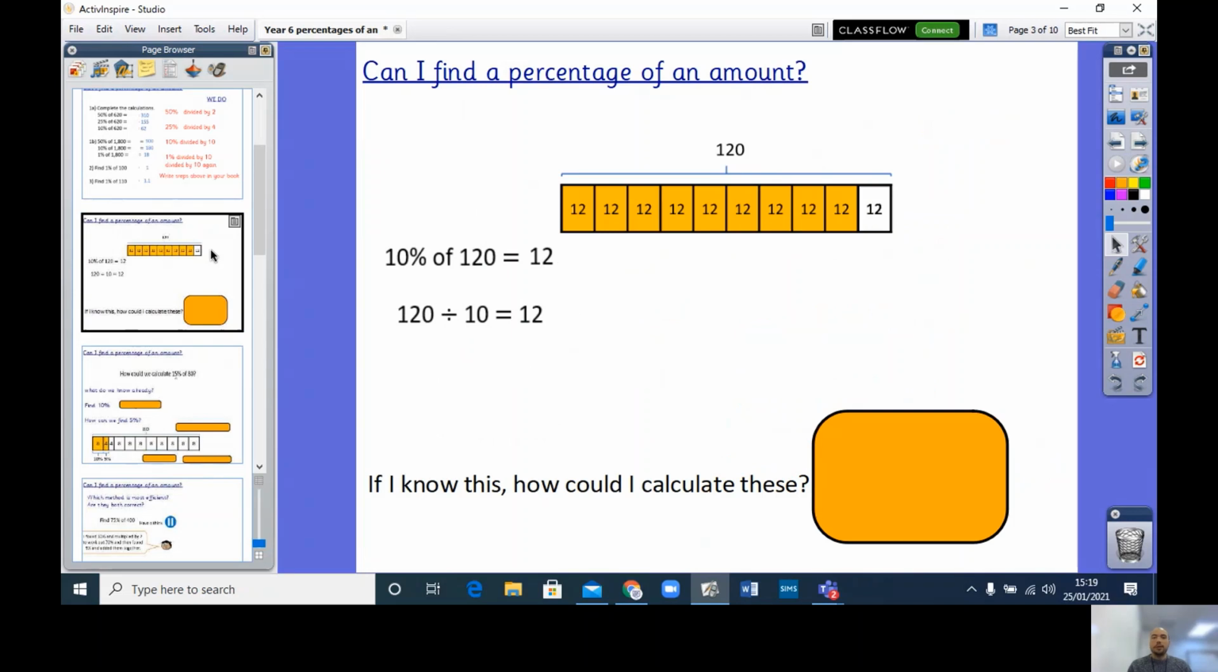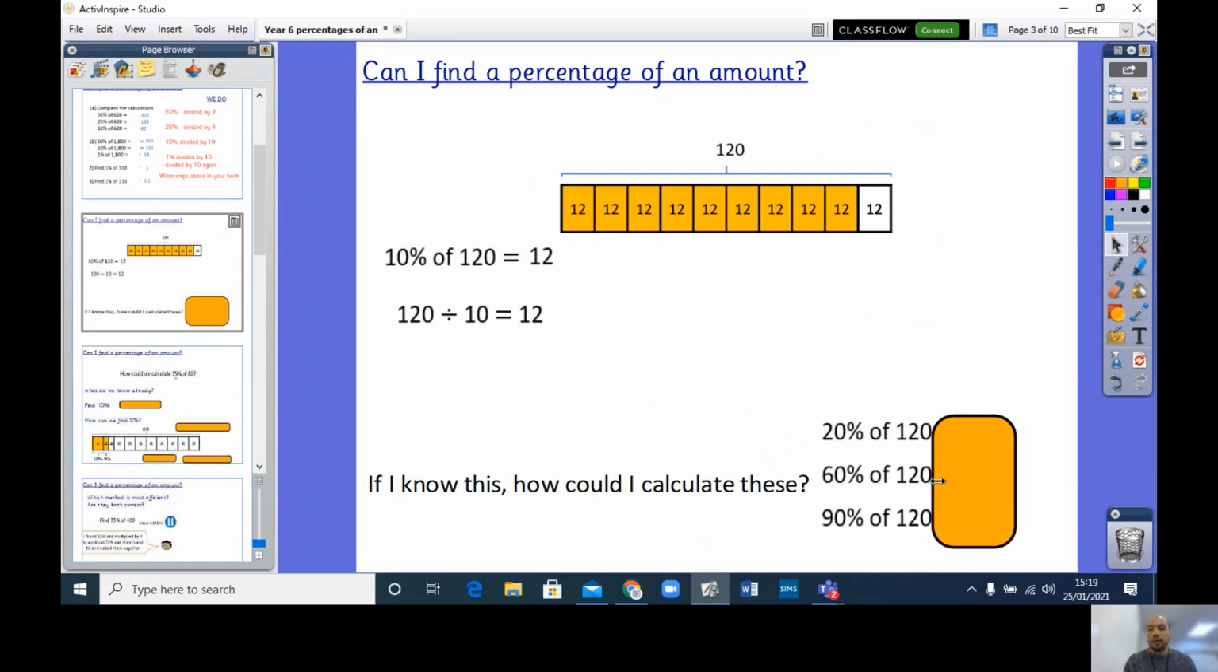So let's move on. It's got 120. It says 10% of 120 equals 12. I know it equals 12 because 120 divided by 10 equals 12. Remember, when we're finding 10%, we simply divide our number by 10. So you're thinking, Mr. Allen, you've just given us the answer. I've given you the steps, so we can now figure out how we would calculate a question like this. So let's look at the top one.